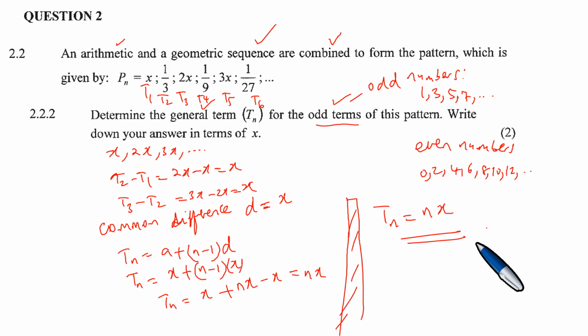What was the question? The question said determine the general term T sub n, or Tn, we sometimes call it. And so the general term is Tn is equal to nx. Tn equals nx. Okay, we're done with this one. Let's get the next question.